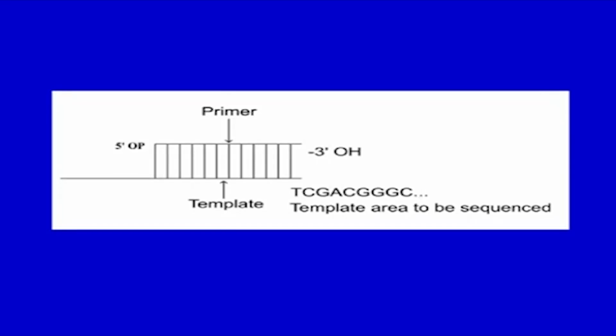Now, here either at least one dNTP or the primer is labeled, so that this could be read. So, either the primer could be labeled or the dNTPs are labeled. If this is the primer and this is the template, as it extends across, a new strand will be synthesized on this primer.